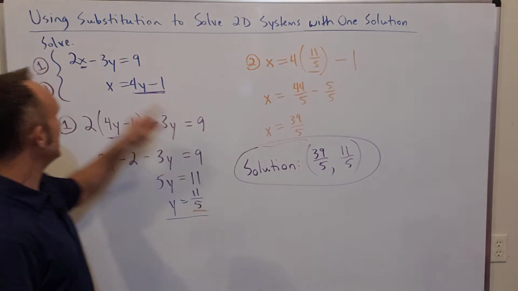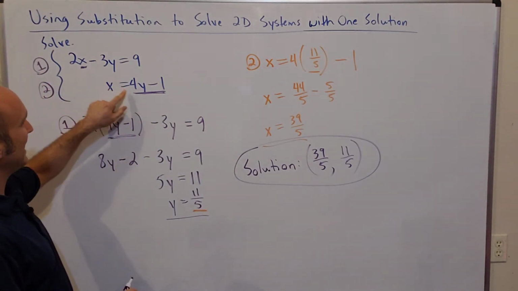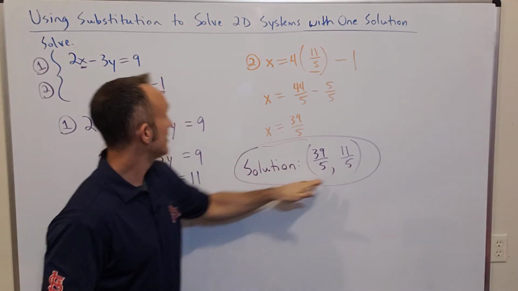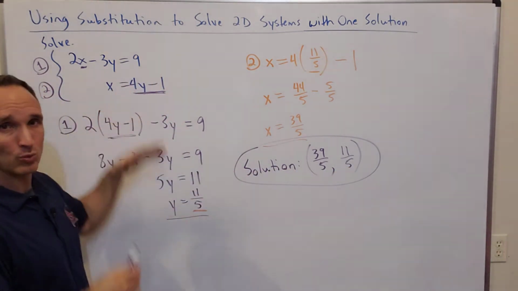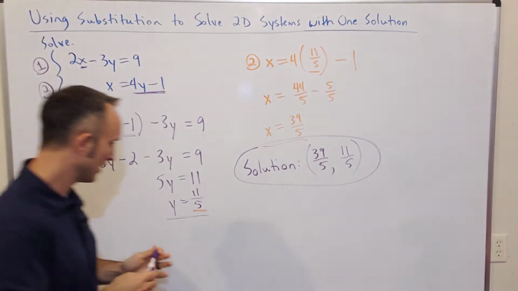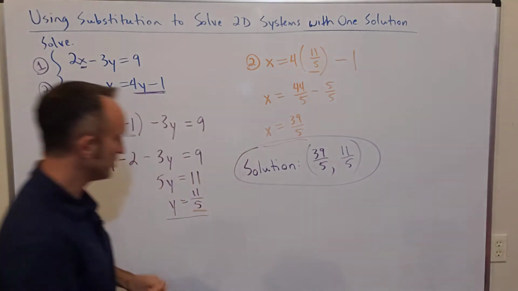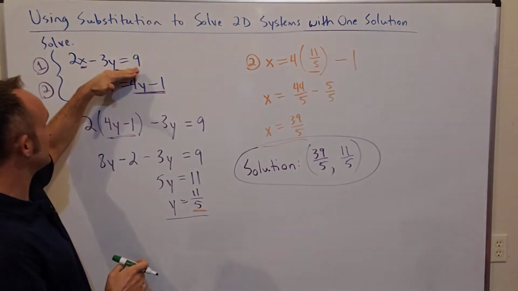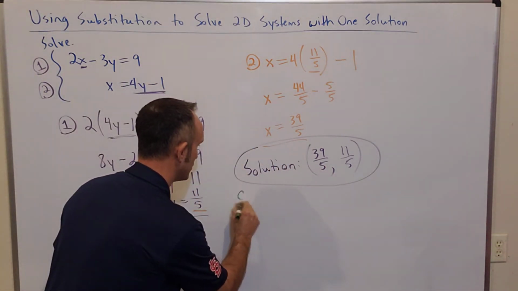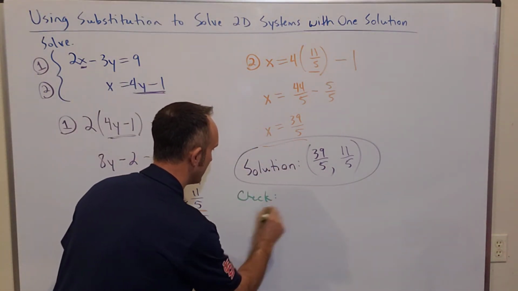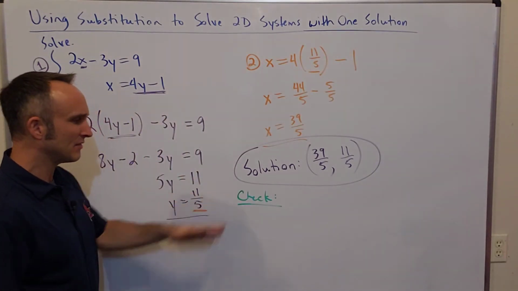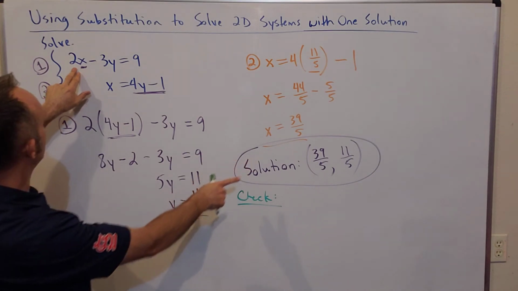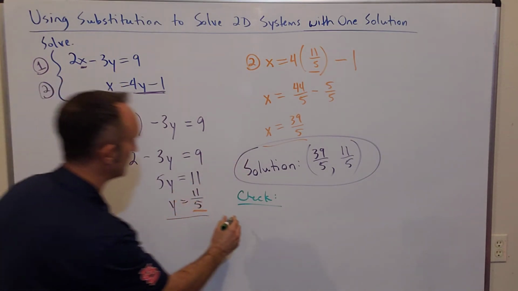This ordered pair makes the first equation true and it makes the second equation true. This ordered pair is where these two lines would cross one another. Now, just for practice, just so you can see this, we're gonna check that this ordered pair actually makes both equations true. So let's check that. You don't always have to do this, but it's certainly good at least this first time. So I'm going to plug 39/5 in for x and 11/5 in for y.